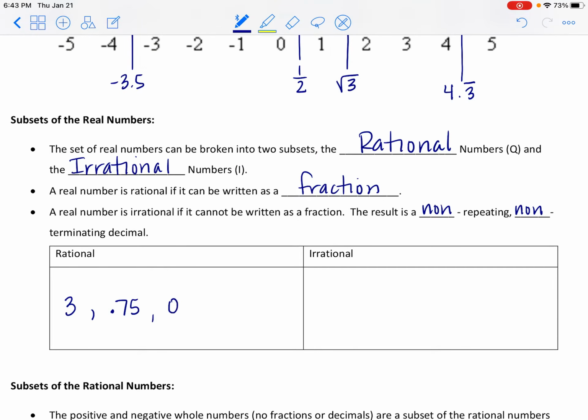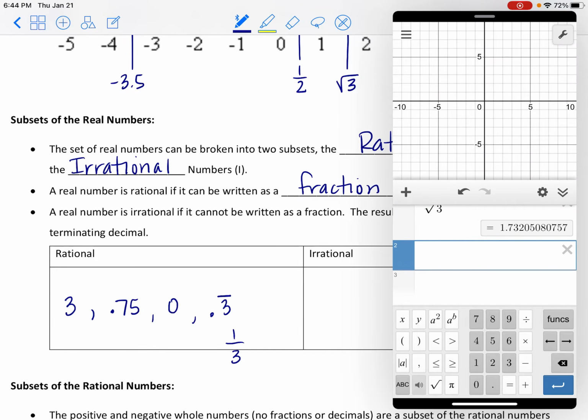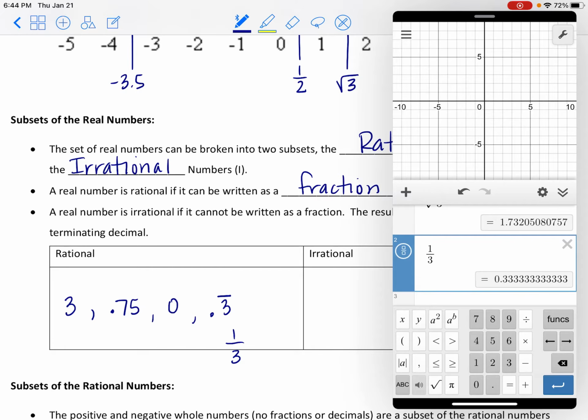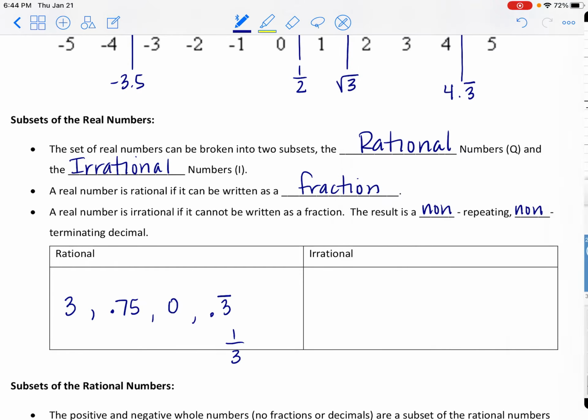0, I can make a fraction just like the 3 by putting a 1 under it. So we're going to call that rational. 0.3 repeating, that's one I put up there a second ago. That's still a rational number. If you didn't know the fraction 1/3, you could use your calculator. So I could show you here. 1 divided by 3, that's 0.3 repeating. There's an exact fraction for that. So that's going to be rational.